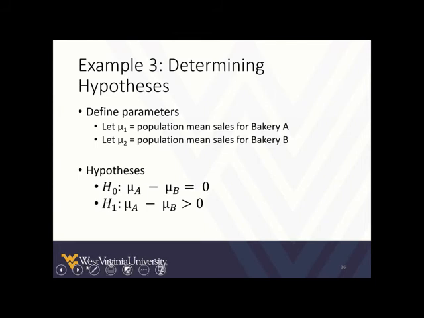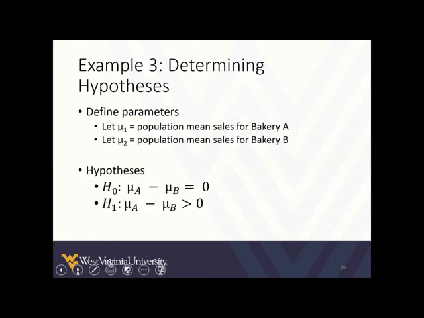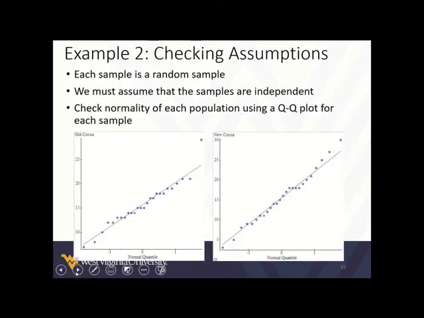And so they were trying to establish if the sales for European hot chocolate performed less than the traditional hot chocolate. So they were saying that the European was less than the traditional. And I established that the traditional was group one. And so that's why I have the greater than symbol instead of the less than. You could have equally done bakery B minus bakery A is less than zero. Both are correct. Just make sure you're setting up the problem correctly based on what has been stated.